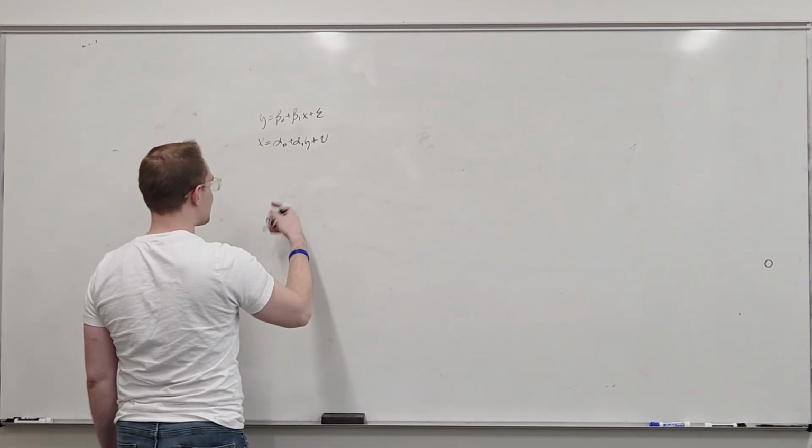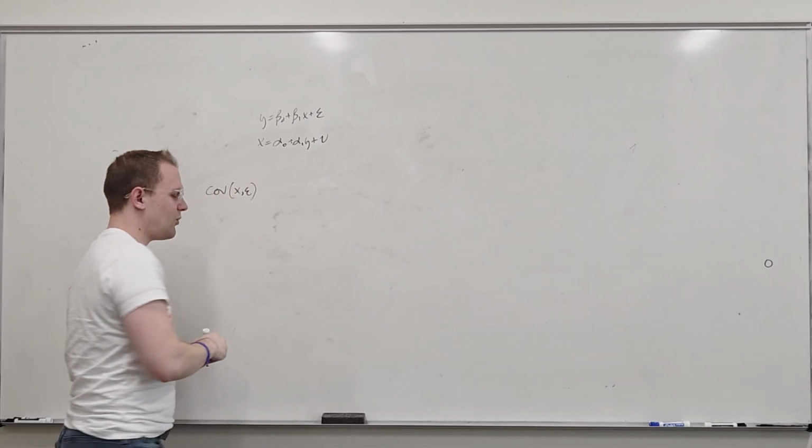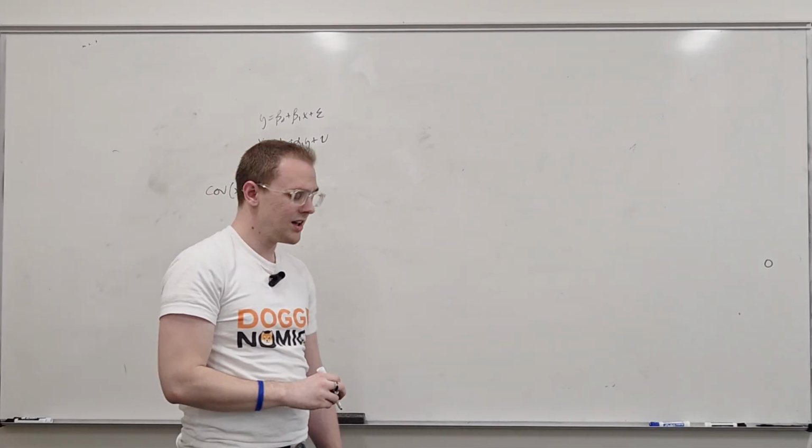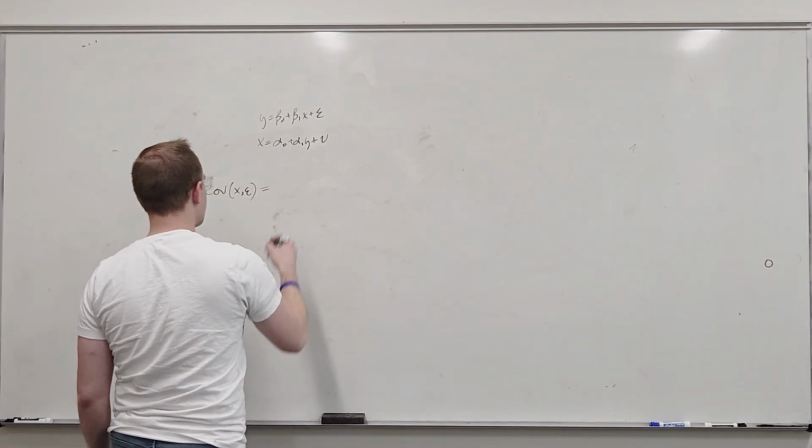So what do you get from that? Like, let's talk about exogeneity, right? Because we assume that the covariance of x and epsilon is 0. But what is the covariance of x and epsilon if you have reverse causality? Well, let's take a look, right? Let's see what we got here.